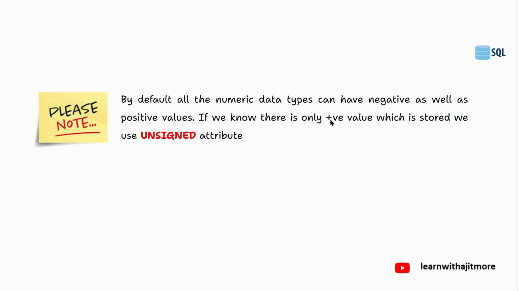So if you know that you're only going to store positive values, that in that column you are strictly going to store positive, then you can add this one more keyword when you are giving the data type. So when you give a data type to a column, at that time you can add this one more attribute called unsigned. Getting?